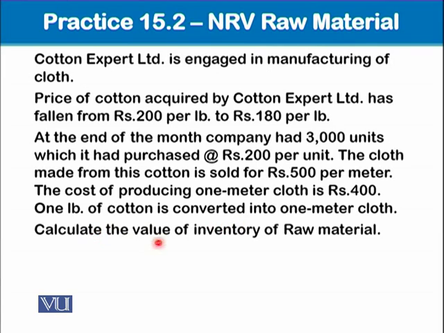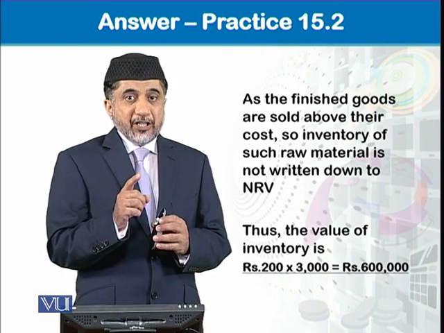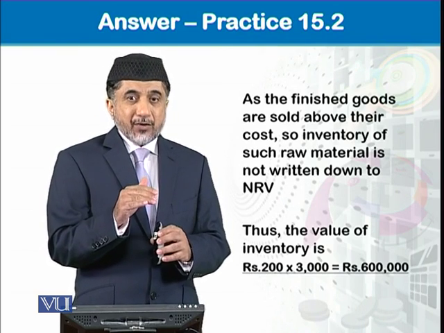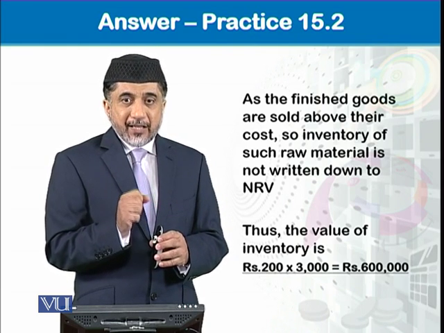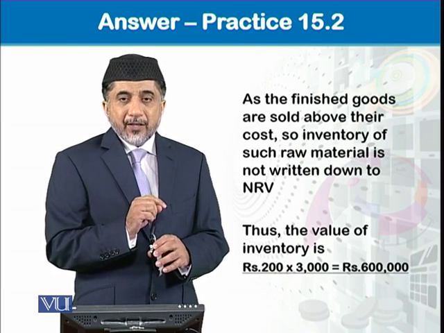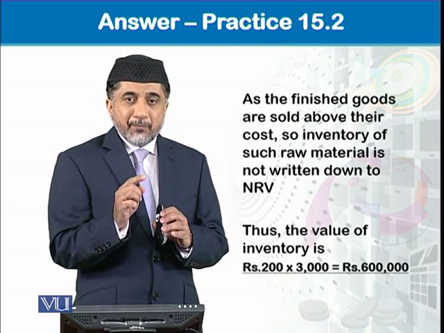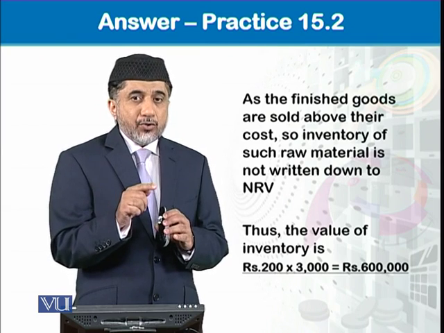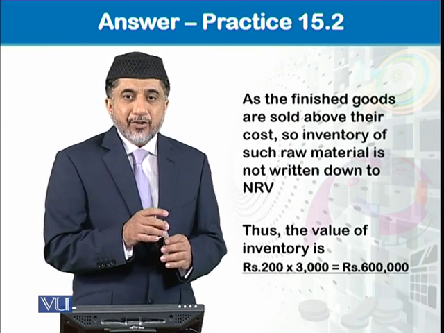So the thing is, we have to calculate the value of inventory of raw material in this case. Put all your attention here and see that the finished goods can be sold at a price which is greater than its cost. The cost of producing that finished goods was 400, whereas we can sell that for 500. So in this scenario, the inventory will be measured at its cost, although this cost of 200 is greater than its net realizable value.